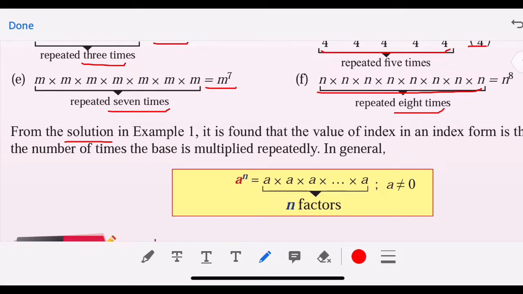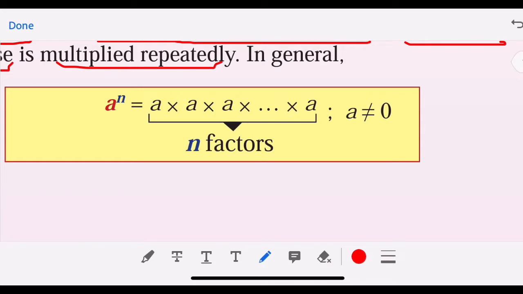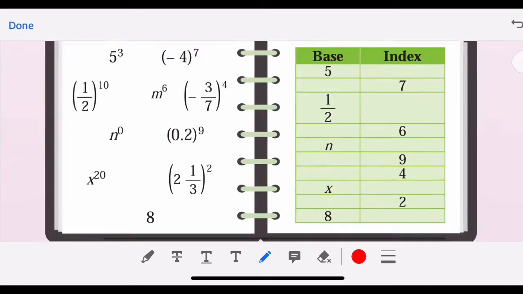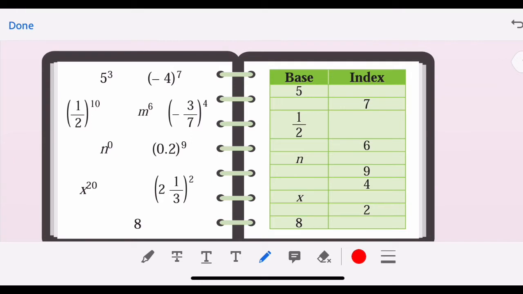From the solution in example 1, it is found that the value of the index in an index form is the number of times the base is multiplied repeatedly. In general, a power n is a times a times a times dot dot dot a with n factors, and a is not equal to 0. So now let's complete this one. The base is 5, so the index will be 3.